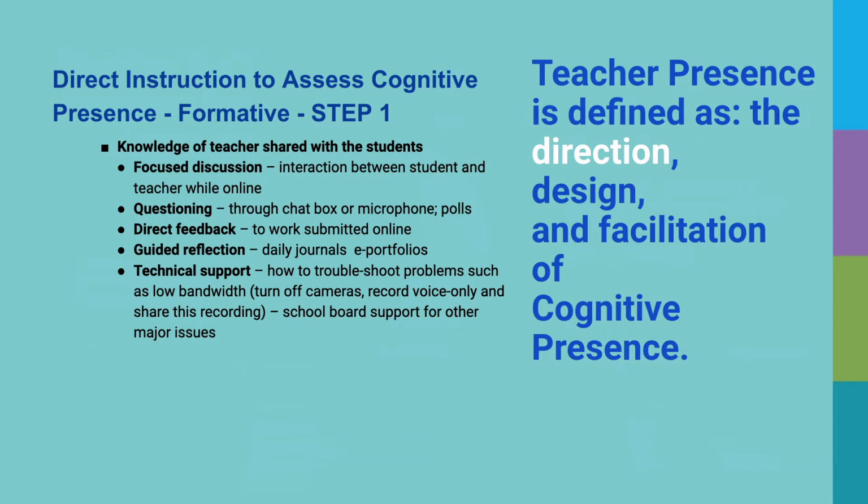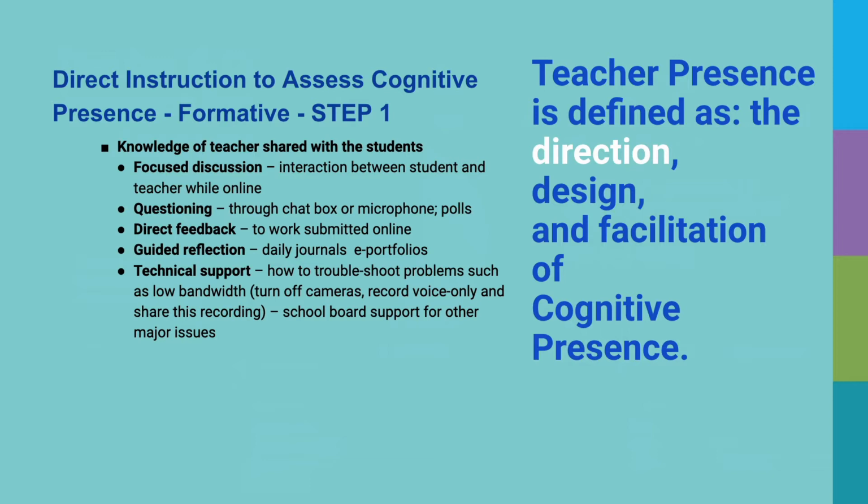Thank you, Stephanie. So when we talk about teacher presence with respect to assessment and evaluation, there are 3 components to it. It is defined as the direction, design, and facilitation of cognitive presence. The first component is direct instruction to assess cognitive presence. And as explained by Stephanie, this is a formative part of overall evaluation. And we conduct this to some degree in step 1. So it's the knowledge of teachers shared with the students. We focus on discussion here. We focus on questioning back and forth between the students, and then interaction with the teacher themselves.